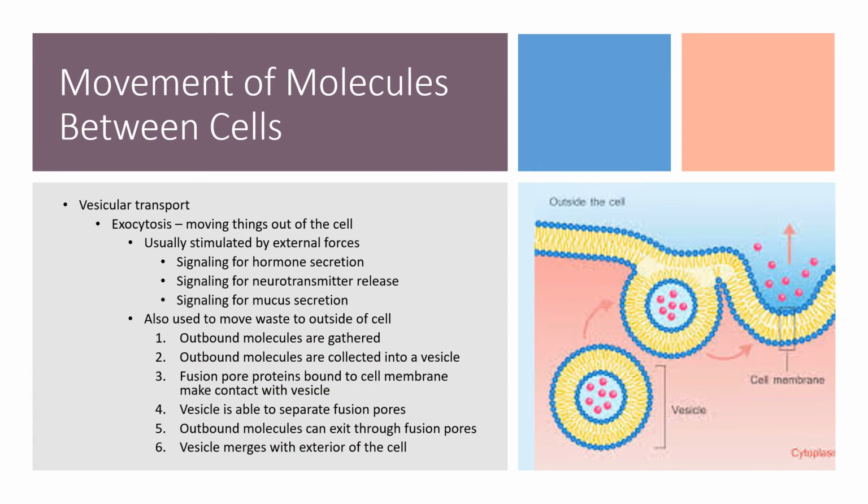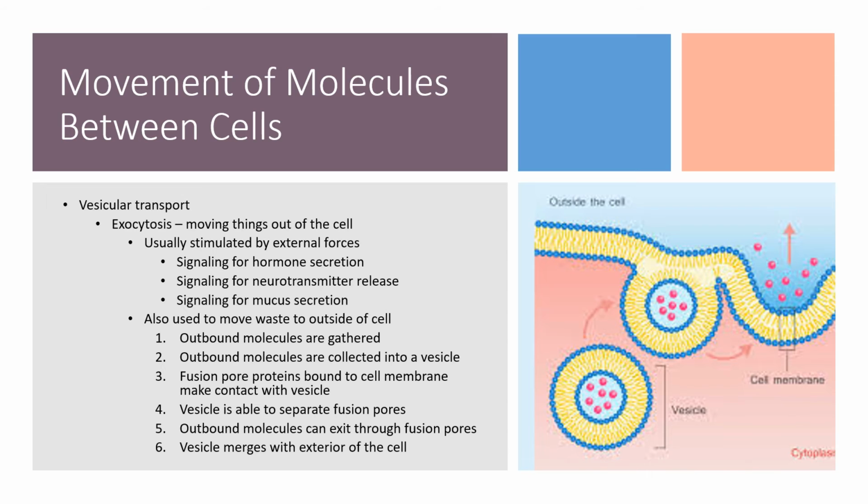The opposite of that process is exocytosis, moving things out of the cell. This is usually stimulated by some sort of an external force. The cell receives a signal that tells the cell, hey, you need to release this hormone, the body needs it. Or, hey, we need this neurotransmitter, can you release some neurotransmitter for me? Or, hey, we need some more mucus on this membrane, we're starting to dry out, can you secrete more mucus?